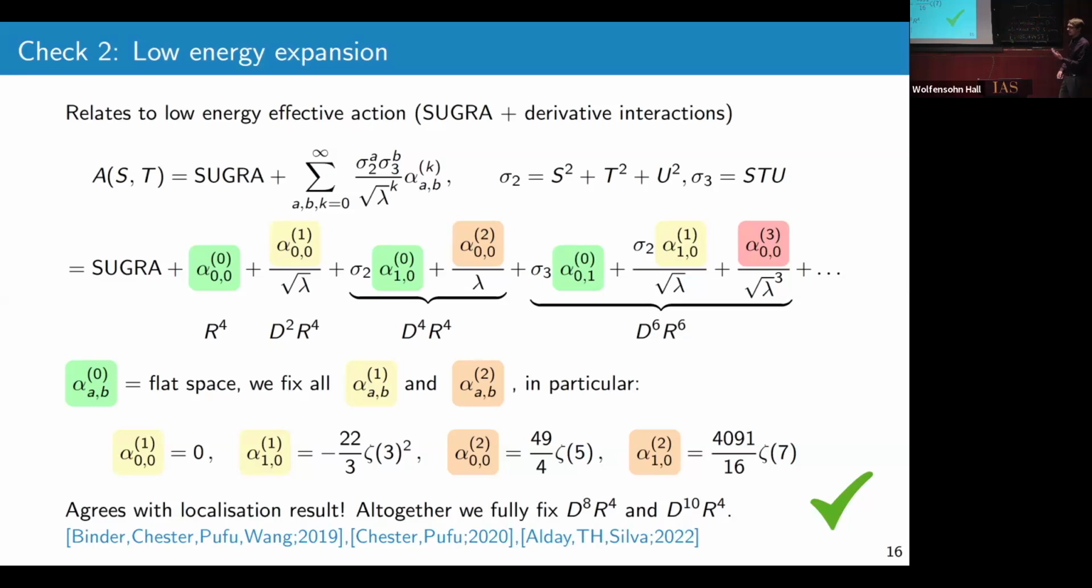Now we can go ahead and combine our results with localization to also fully fix the d to the 8 r to the 4 and d to the 10 r to the 4 terms, which are not protected by non-renormalization theorems. Okay, so this is enough for now with the checks.